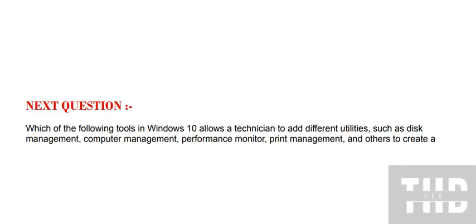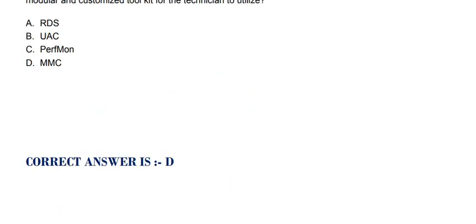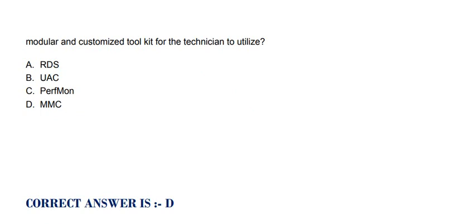Now the question is, which of the following tools in Windows 10 allows a technician to add different utilities such as disk management, computer management, performance monitor, print management, and others to create a modular and customized toolkit for the technician to utilize? And the options are option A RDS, option B UAC, option C Perfmon, and option D MMC. The correct option is option D.